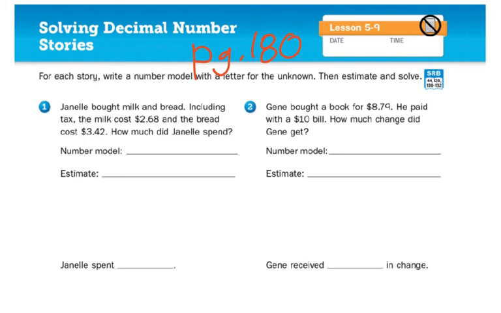So let's start with Janelle. Number 1, bought milk and bread, including tax. The milk cost $2.68, and the bread cost $3.42. How much did Janelle spend? So we need to know how much in all she spent. $2.68 is closest to $3, and $3.42 is closer to $3 and $4, right? So our answer should be close to 6.